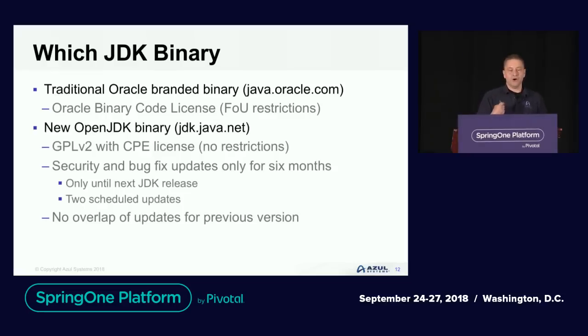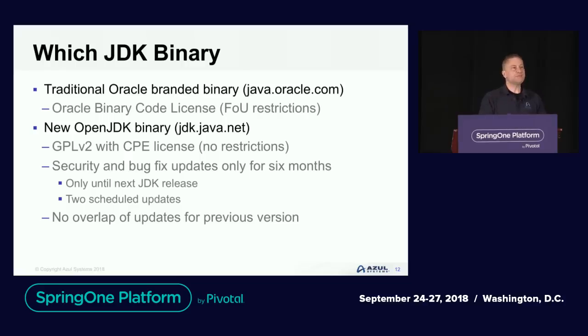Since JDK 9, Oracle have started to produce a second binary distribution. And this is one that's based purely on the source code of the OpenJDK project. If you go to jdk.java.net, you will find a series of links, and you can download this binary from there. This is under a different license. It uses the same license that you have for the OpenJDK source code. So it's the GPL v2 with classpath exception license. This has no restrictions in the sense of field of use. So you can use it in embedded, you can use it for single-purpose machines and so on.